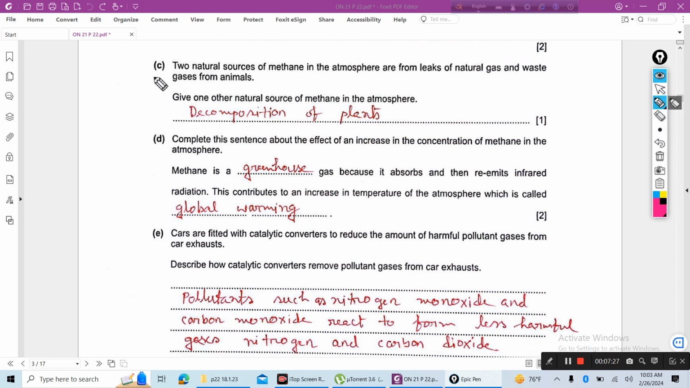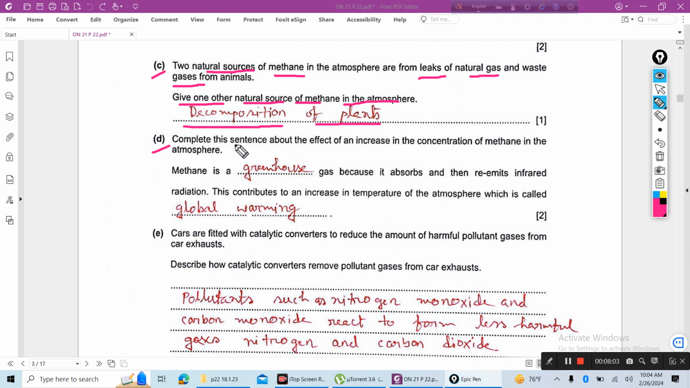Now see, two natural sources of methane in the atmosphere are leaks of natural gas and waste gases from animals. Give one other natural source of methane in the atmosphere. Decomposition of plants. Decomposition means breakdown of plants. Decomposition of plants produces methane gas. This is a natural source.